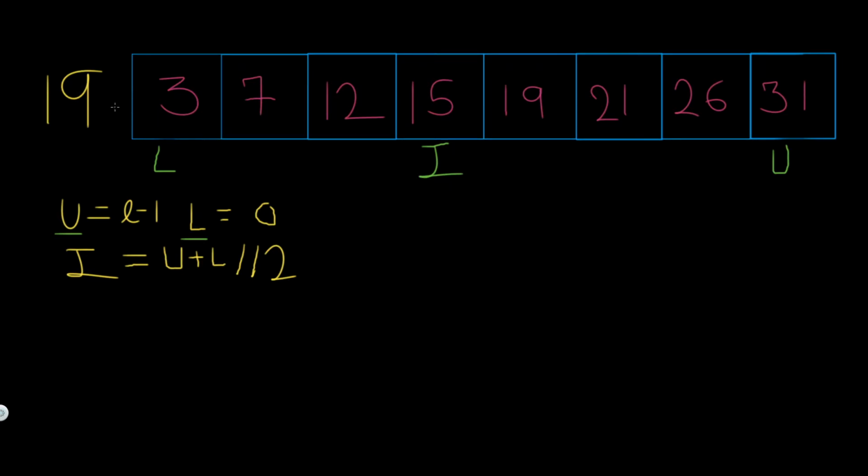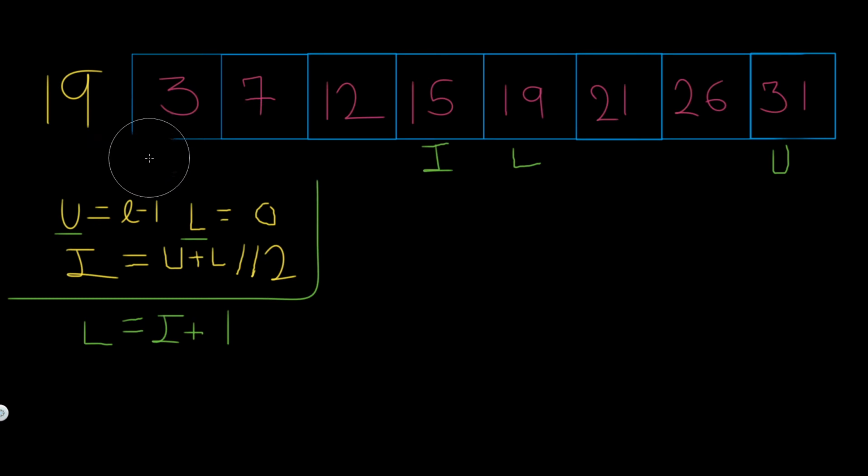So in binary search, as we know, we check whether the element at I is equal to the number that we are searching for, and 15 is not equal to 19. What we know is that 19 is greater than 15, and in the case that the element we are searching for is greater than the element that we have found, we will change the value of L. So L will be I plus 1. I is at 15, so L will be at the 19. So let's erase that L out.